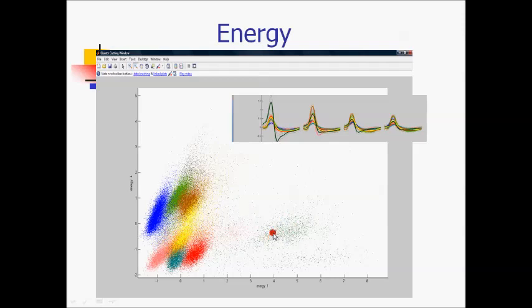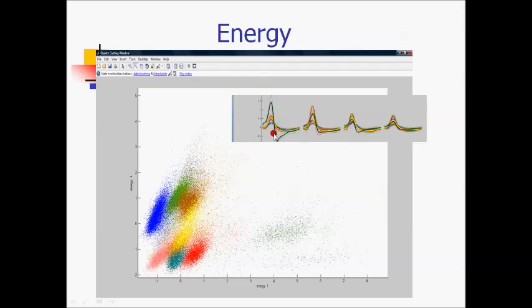And again, each dot describes one spike, and you can think of this as energy 1. It is the area of that spike at electrode 1, and here is the area of the spike on electrode number 4.